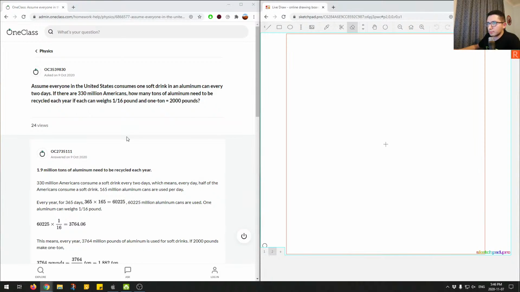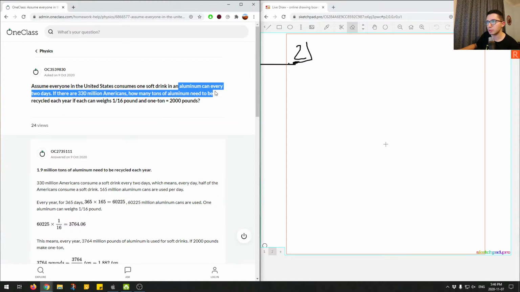Okay, so question number 2. Here we're asked, assume everyone in the US consumes one soft drink in an aluminum can every 2 days. If there are 330 million Americans, how many tons of aluminum need to be recycled each year if each can weighs 1/16 pound and 1 ton equals 2,000 pounds? So how many tons of aluminum need to be recycled?